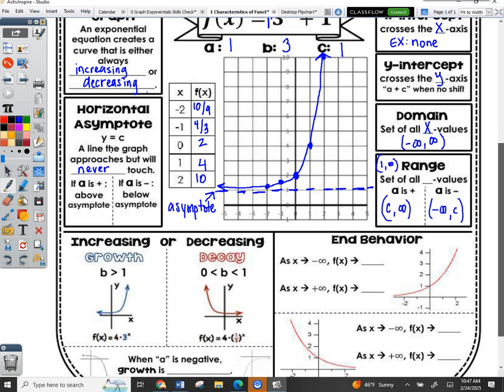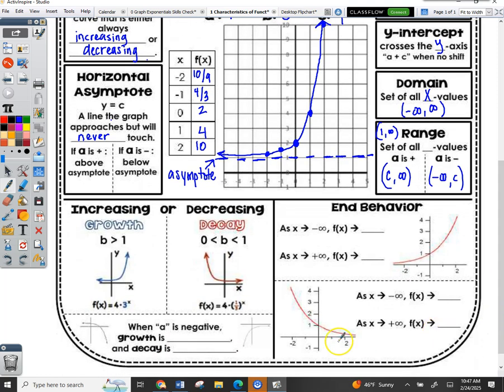Now, what's the difference between growth and decay? Growth is when B, your base, is greater than 1. Decay is when it's less than 1. But remember, it can't be 0 though. So for example, this is the graph 4 times 3 to the x. Because as I read the graph, it's going up. What's the runner doing? Going up.